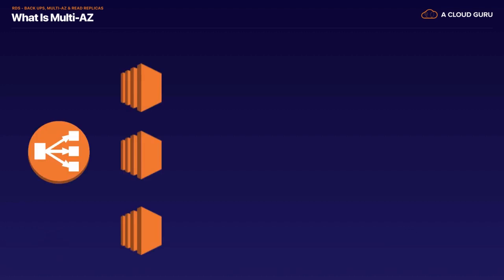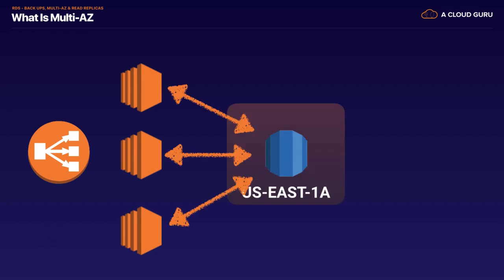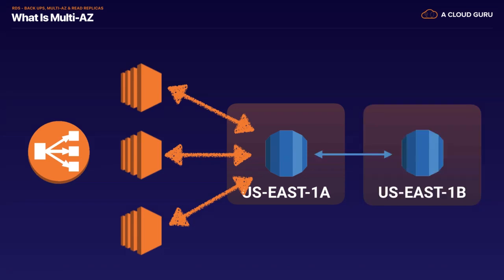Moving on to multi-AZ, and we covered this in Databases 101, but just in case you forgot, let's say we've got an elastic load balancer and we've got our EC2 instances behind it. They then connect into our RDS database, and this is in US East 1A. It then synchronously replicates all updates to that database to US East 1B. So you've got two copies of your database.